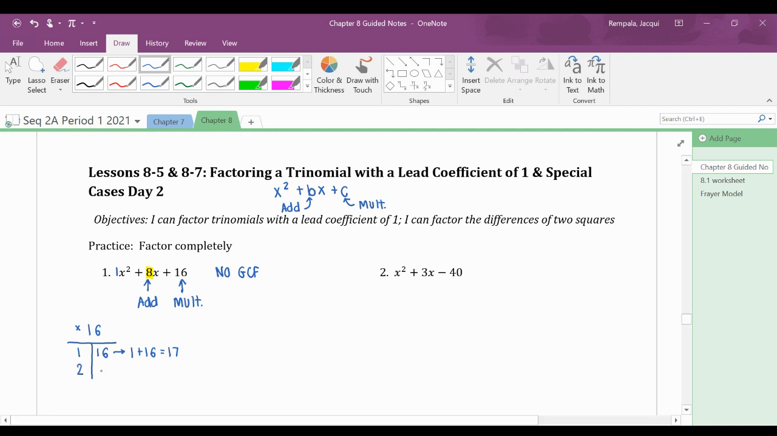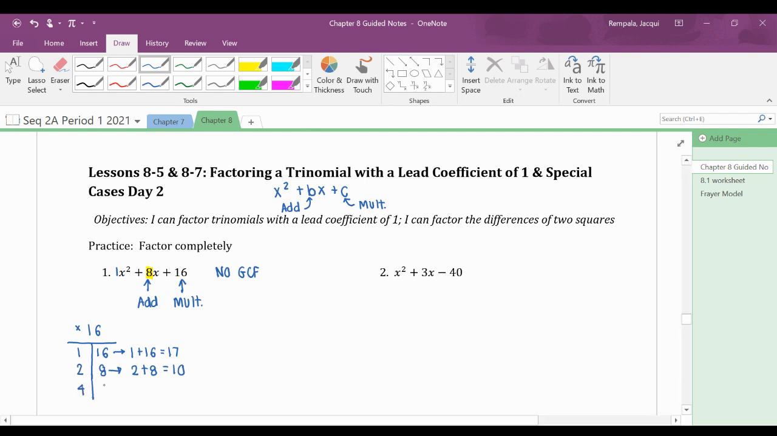If I do 2 times 8, that multiplies to 16. Now I want to check to see if it adds to 8. Well, 2 plus 8 is going to give me 10. Once again, I want the number 8. Adding anything onto 8 wasn't going to get me there. So another set of numbers, while it multiplied to 16, didn't add to the number in the middle.